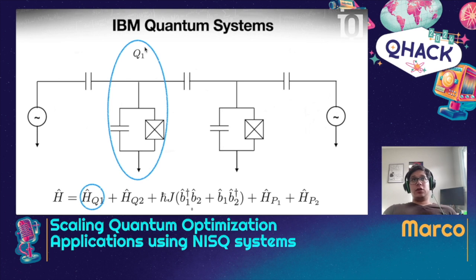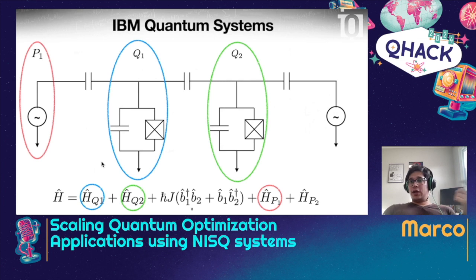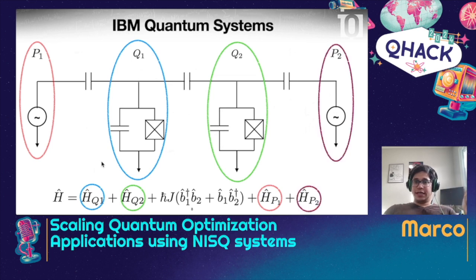This part here, I will call the part of qubit 1, and its Hamiltonian comes in the form of HQ1. Same thing for the other part. This is the second qubit, but we also have the Hamiltonians for each one of the pulses: the pulse that is being sent to Q1 and the pulse that is sent to Q2. And there's also one part here in the Hamiltonian that represents the connection between these two qubits, between these two systems. And this is controlled by a parameter J.